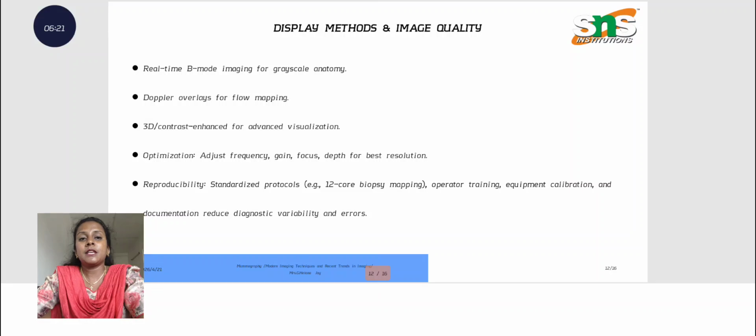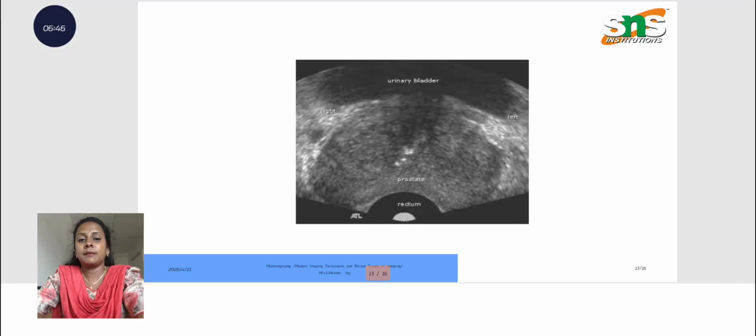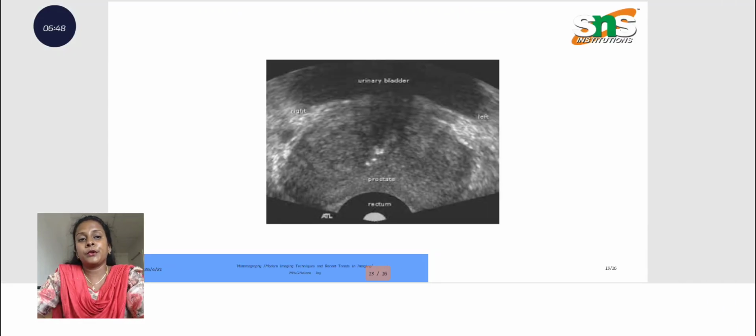For display methods and image quality, as informed earlier, real-time imaging is displayed with B mode imaging, Doppler overlays for vascular flow mapping, and 3D or contrast enhanced imaging for better visualization. Optimization is done for best resolution, and standard protocols are maintained for image quality. This is how the urinary bladder, the prostate gland and the rectum will look in the images.